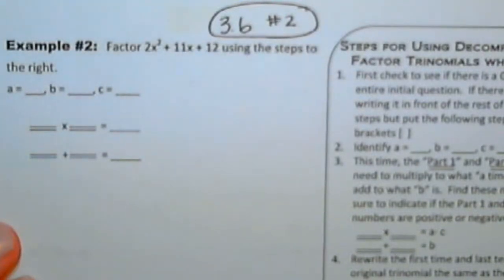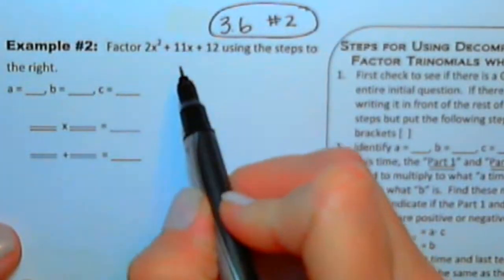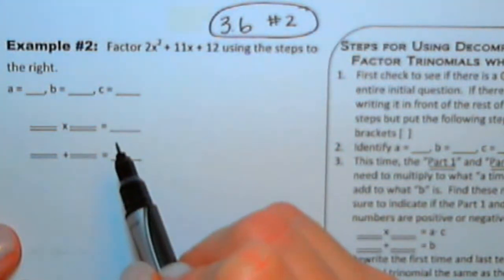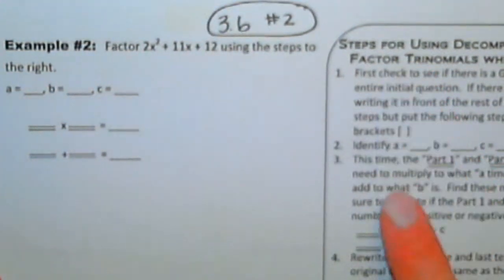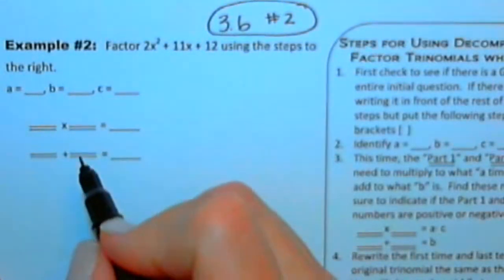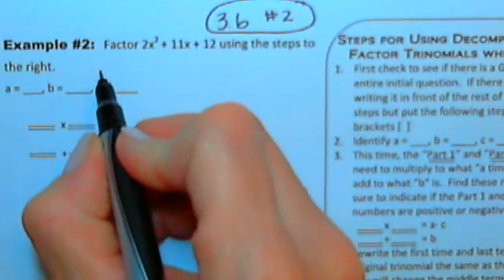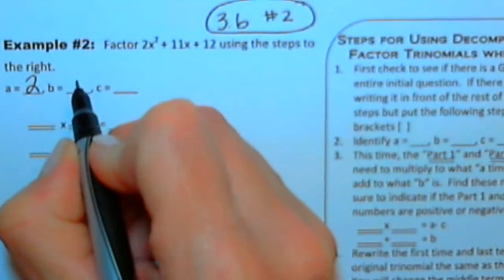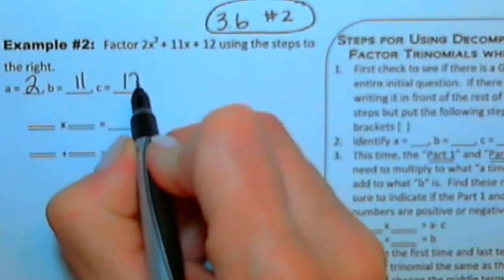This is 3.6 video number 2, and we're going to factor this trinomial where the value of a is not 1. You have a series of steps on the side of your handout that we're going to follow. The first step is always to identify what a, b, and c are. A is 2, b is 11, and c is 12.